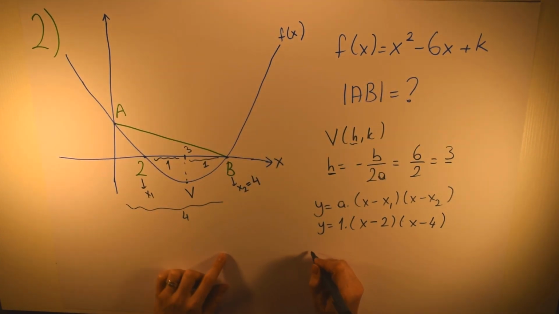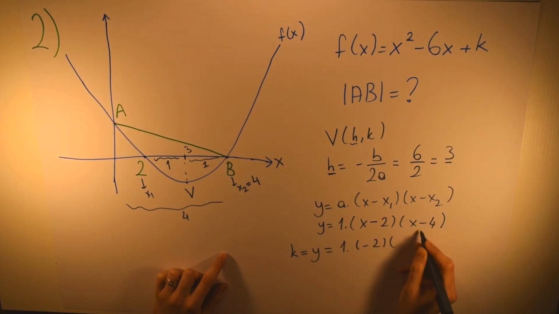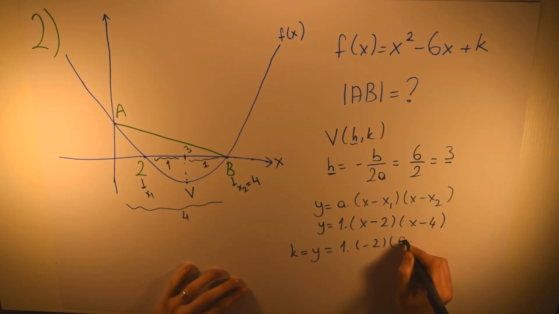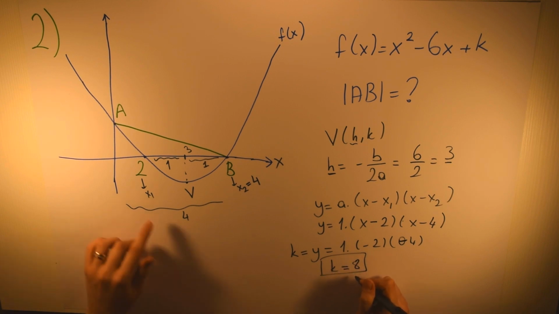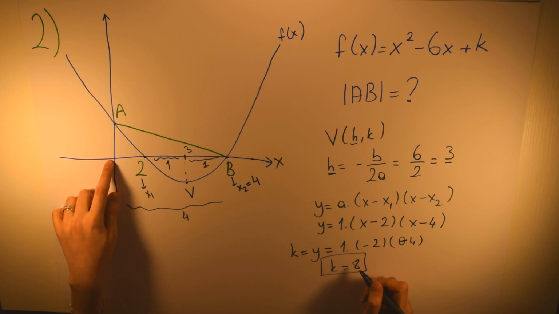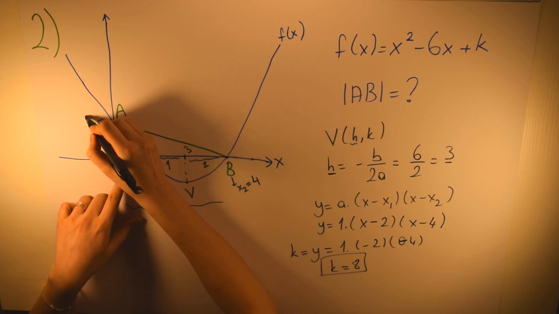So let's do that. When I write k, which is also y, it is equal to 1 times (0 minus 2), which is minus 2, times (0 minus 4), which is minus 4. So we found our value of k, which is minus 2 times minus 4, it is 8. Why did I find the value of k? Because when you look here, when x is equal to 0, k is equal to 8, which means here is equal to 8.